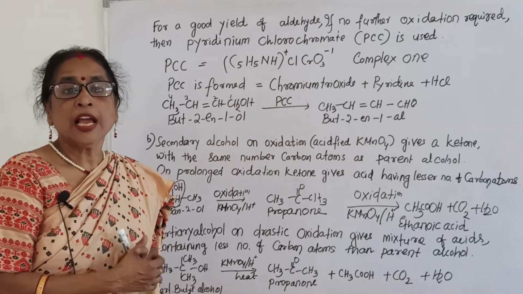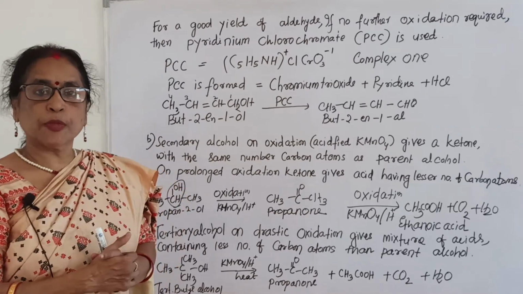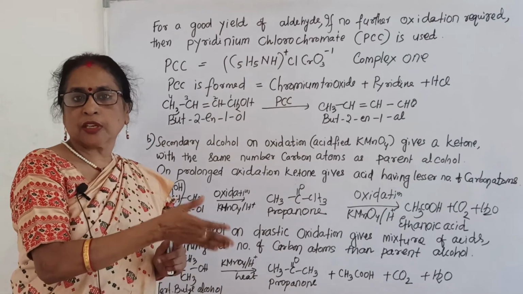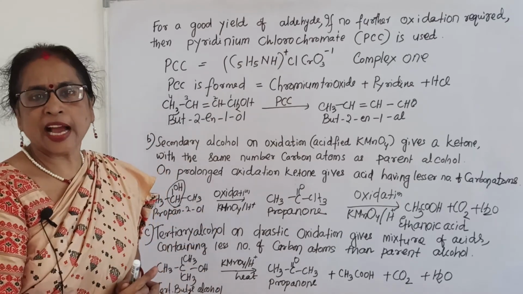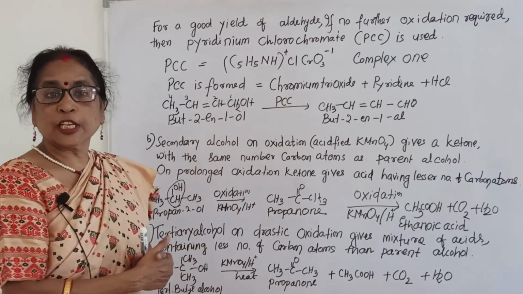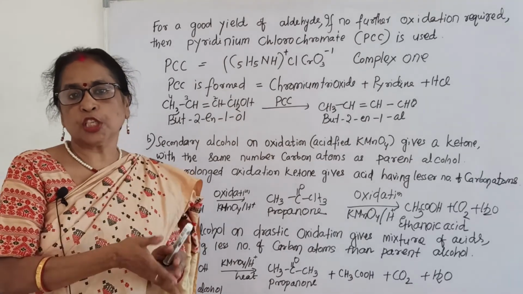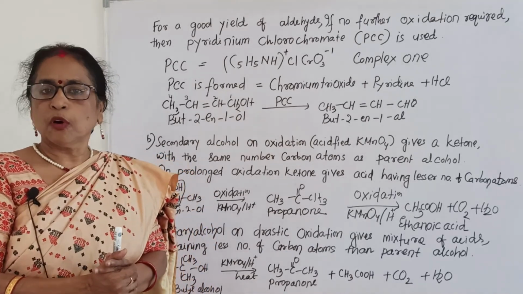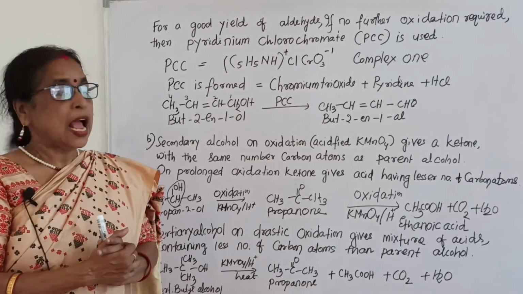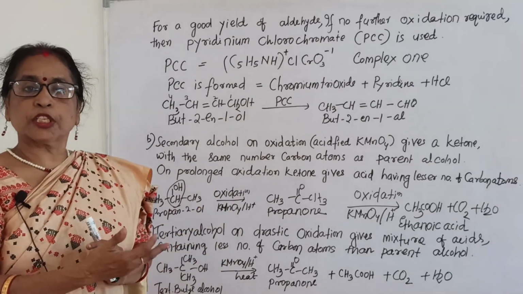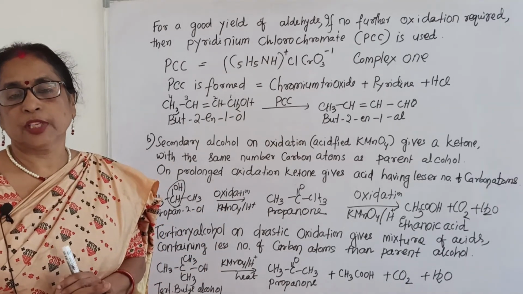What is the result? If we use anhydrous chromium oxide, how does the oxidation stop at the aldehyde? Similarly, by using PCC, how does the oxidation stop at the aldehyde? You already observed this one. And next we will go to oxidation of secondary alcohol.